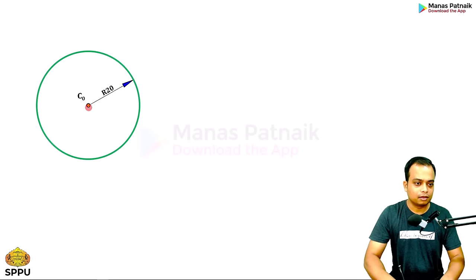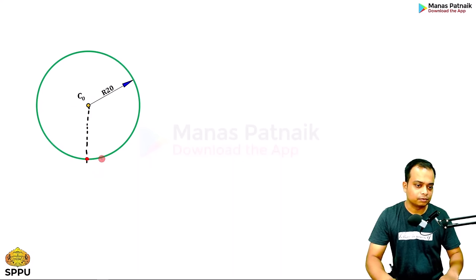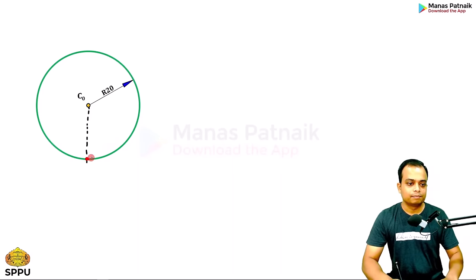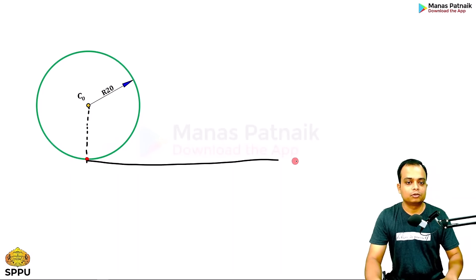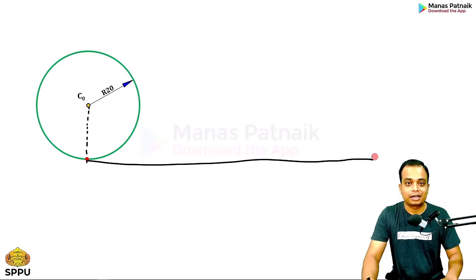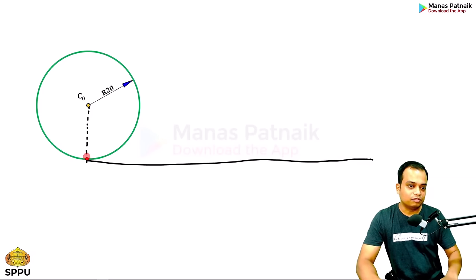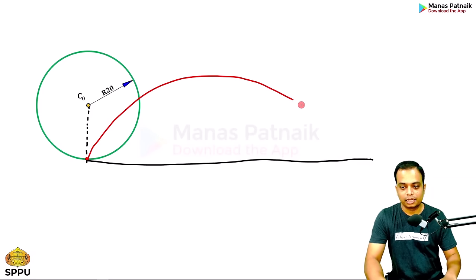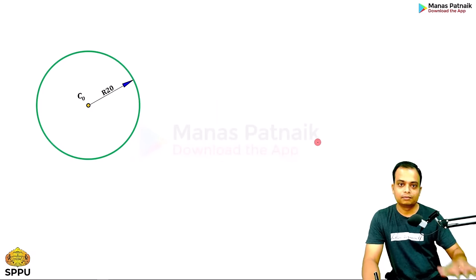Where is the black color? We basically used to keep a track of this very point. Okay. And let's say that this circle, green color circle, is going to roll along this straight path. We kept a track of this very point. This is what you call a cycloid, isn't it?